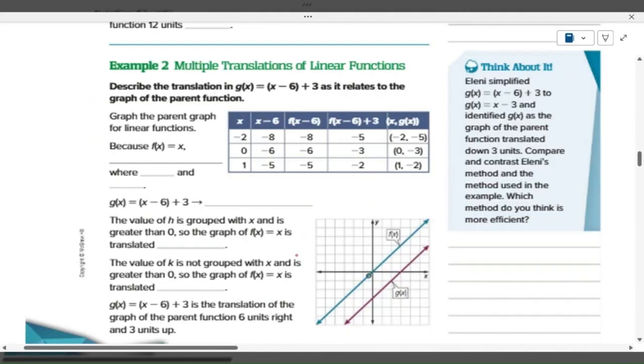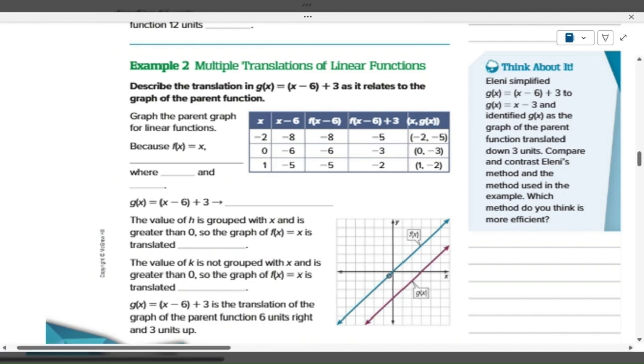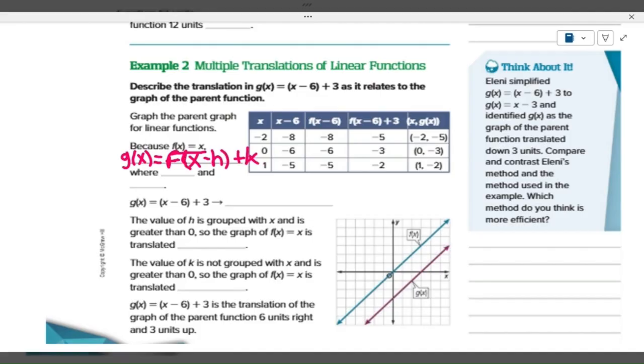Now, sometimes you'll get an example where you have multiple translations combined into one problem. So here we are asked to describe the translation of this new function where we have x minus 6 and then we have plus 3 on the outside. And how does it relate to the parent? So we know that the parent function for a linear function is always f of x equals x. So our translation is g of x equals f of x minus some value h, plus k on the outside. So that is just describing what we see happening.